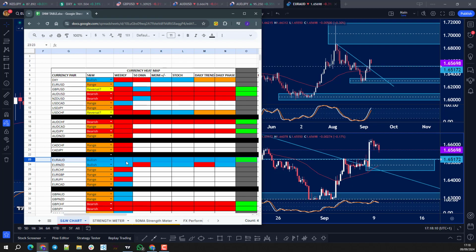So keep in mind, I like the idea of looking at Euro Aus going into this trading week. We can see that the momentum on the weekly is bullish. We're above the 50 moving average. Stochastic momentum on the daily chart is also positive. So I'm looking to see if we can continue this positiveness here in Euro Aussie and look for some further upside.